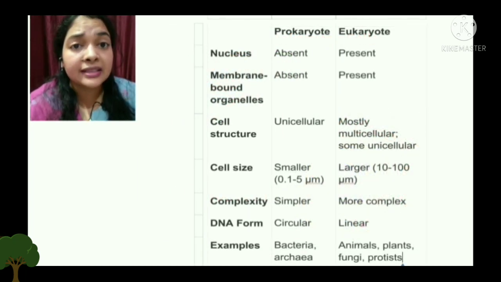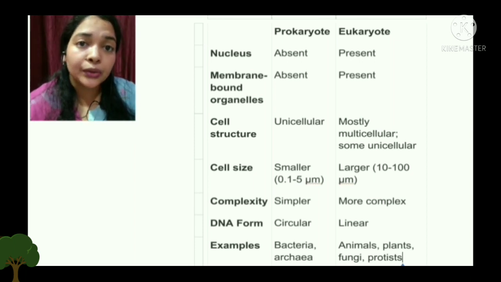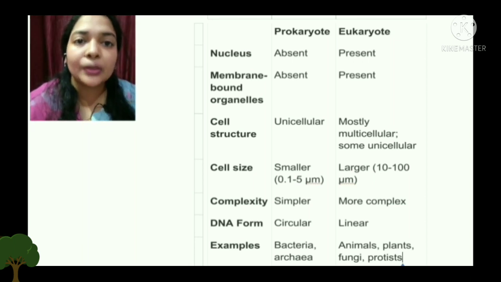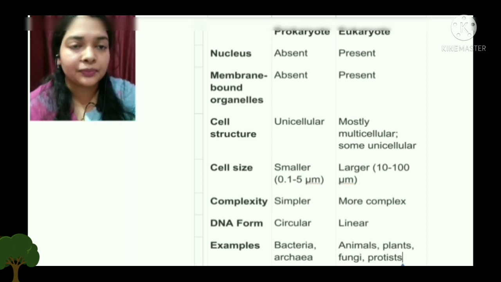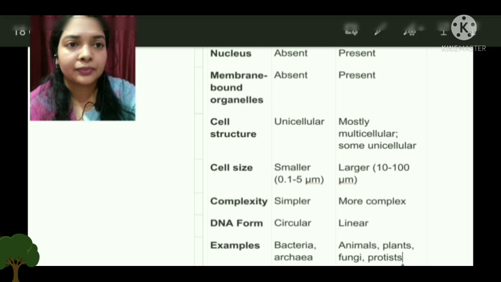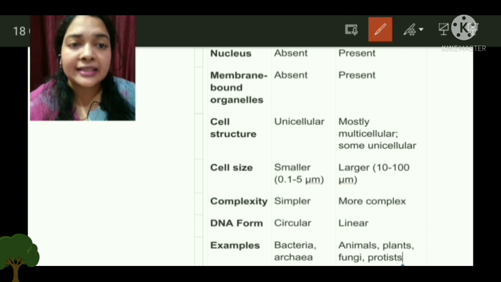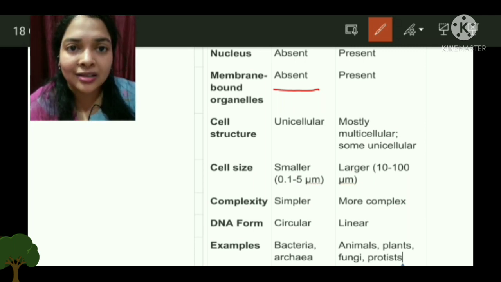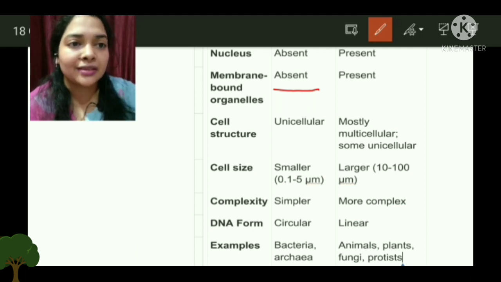What are the differences between prokaryotic and eukaryotic cell? See, in prokaryote, nucleus is absent, while in eukaryotic cell, nucleus is present. In prokaryotic cell, membrane-bound organelles are absent, while in eukaryotic cell, membrane-bound organelles such as mitochondria, chloroplast, Golgi body are present.